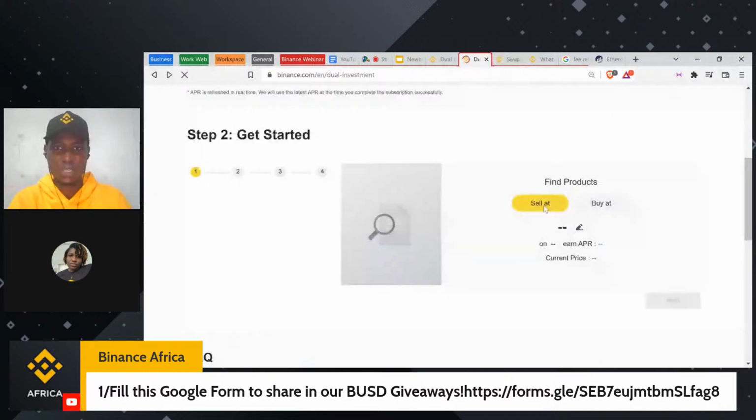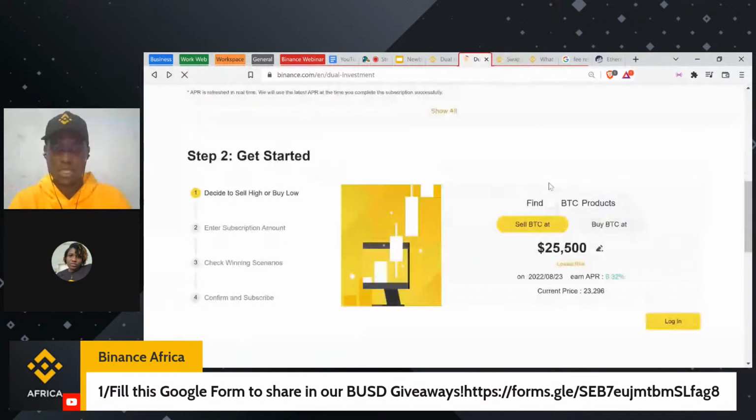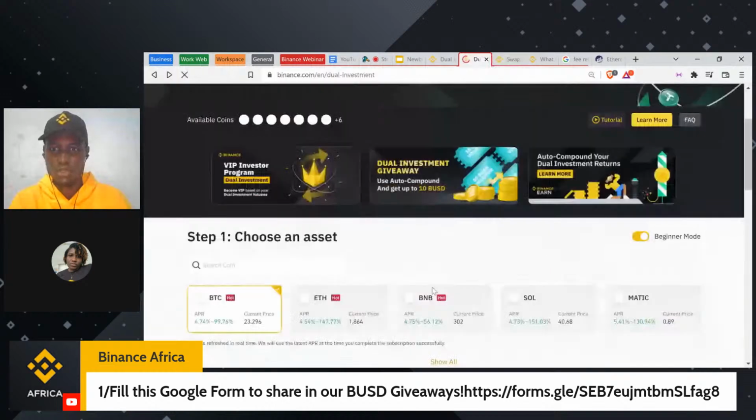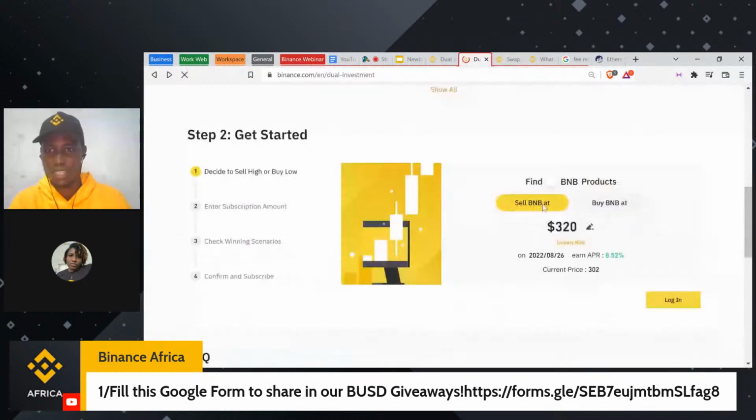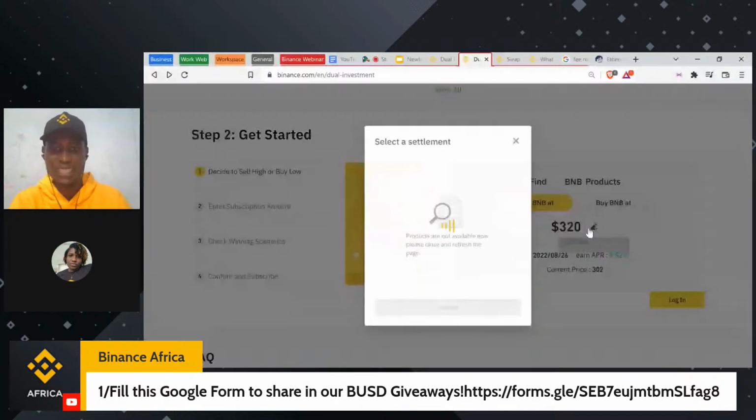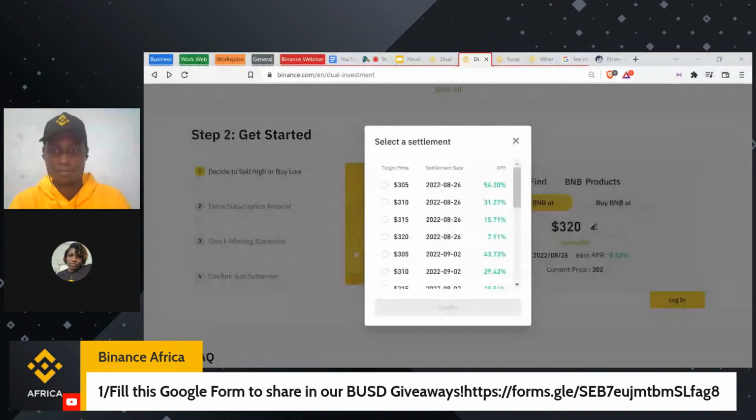Having some issues logging in with my QR code. Okay, all right. Let me just see if it will get to the stage. Okay. Now I want to sell BNB at a higher price, so here you can just tap on the pencil icon to change the price at which I want to sell BNB at a later date.